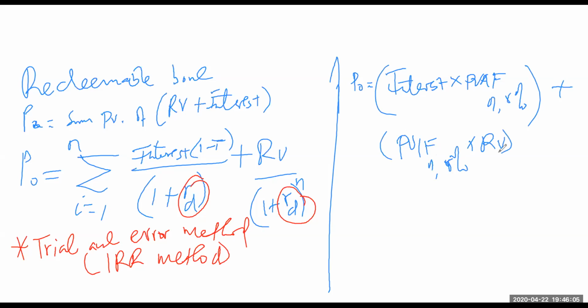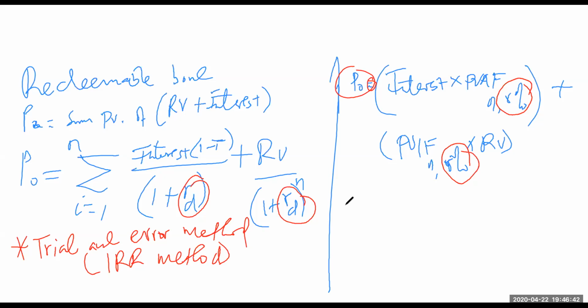In case we discount these cash flows at the correct R, at the correct cost of debt, then of course the sum of the present values ought to be equal to P naught. I think we've done this already. So the two should be equal, this is an equal sign. So in case we were to discount the interest and the redemption value at the correct cost of debt, then the sum of the present values of the interest and the redemption value should be equal to the current market value of the bond. In short, the difference should be zero.